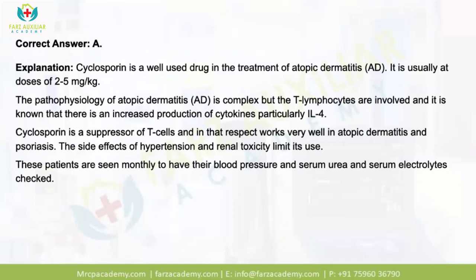body weight. The pathology of atopic dermatitis is complex, and T lymphocytes are involved. It is known that it's because of increased production of cytokines, particularly IL-4, which causes the inflammation and the dermatitis that we see in atopic dermatitis. Cyclosporin is a suppressor of T cells, and in that respect, it works very well in atopic dermatitis and psoriasis. The most common side effects are hypertension and renal toxicity. These patients are seen monthly to have the blood pressure checked, and serum urea, creatinine and electrolytes, especially magnesium, are checked regularly if the patients are on cyclosporin therapy.